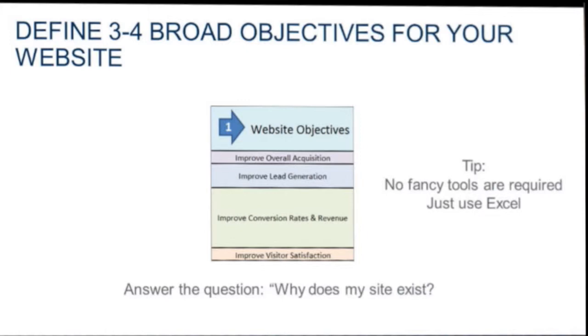In this particular example, the company wants to improve their overall acquisition, meaning different sources of traffic to their site. They want to improve their lead gen. They obviously want to improve conversion rates and revenue, and they want to improve visitor satisfaction. Very simple, very direct, very easy to summarize in an Excel spreadsheet.